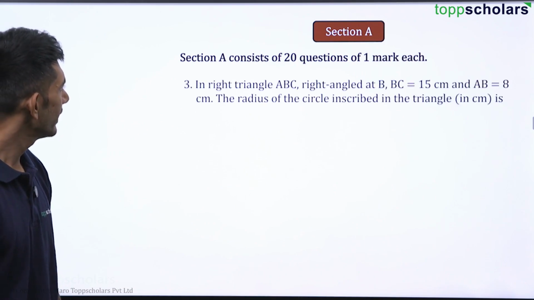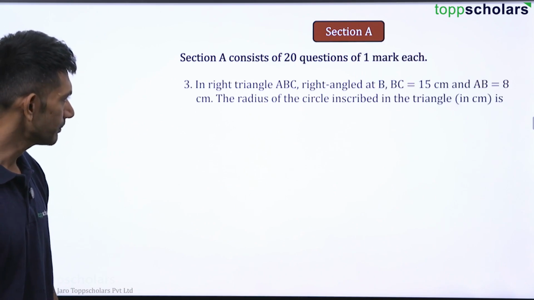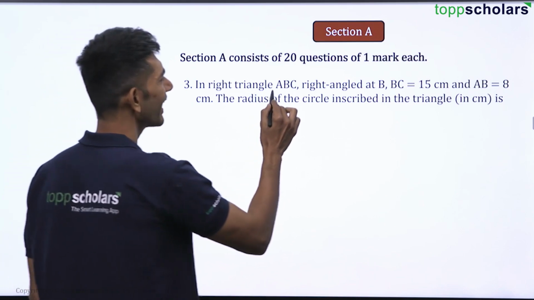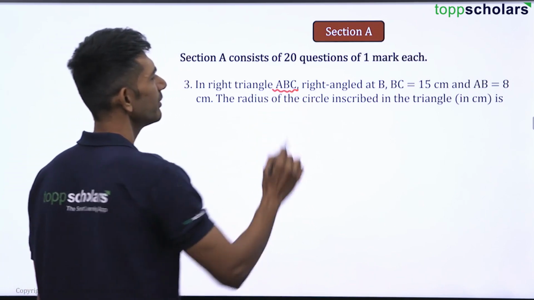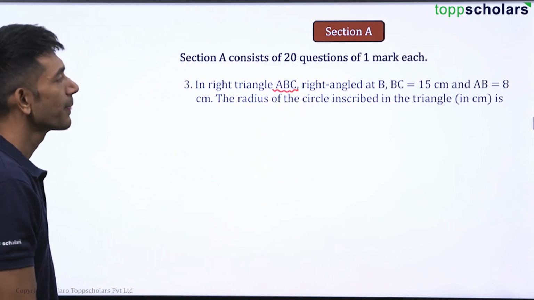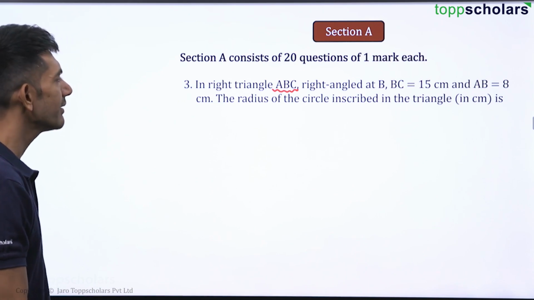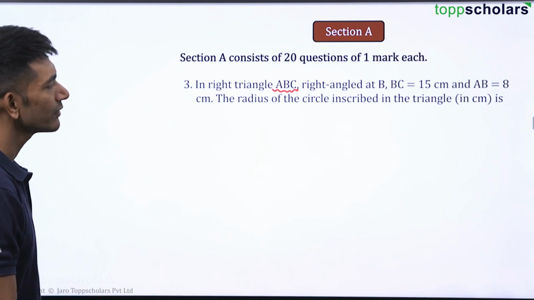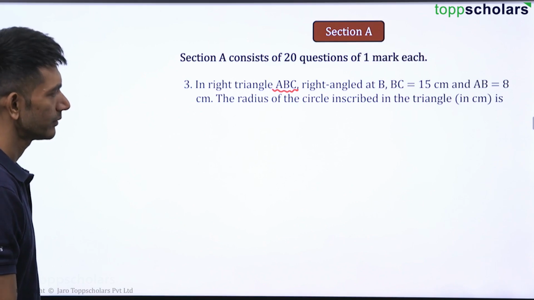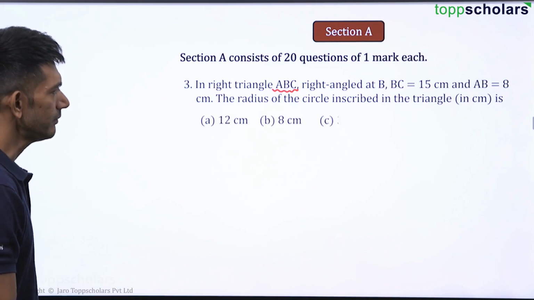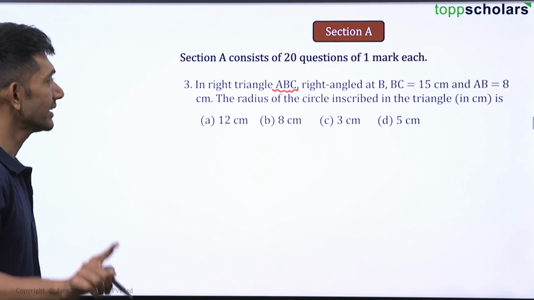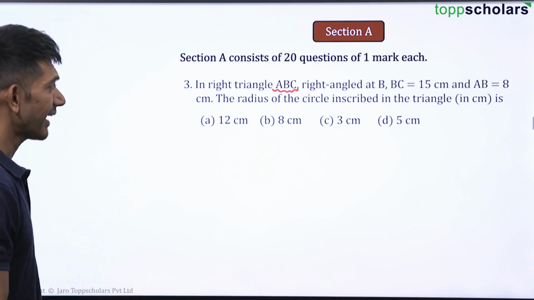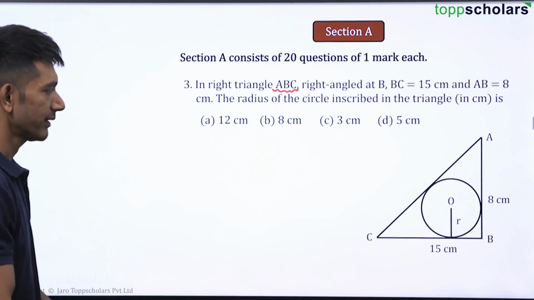Okay, let's have a look at a new question now. It says in right angle triangle ABC, right angled at B, BC is 12 centimeter, AB is 8 centimeter. The radius of the circle inscribed in the triangle is what? Understand. In a right angle triangle ABC, do they have the figure? Okay, they have the figure.